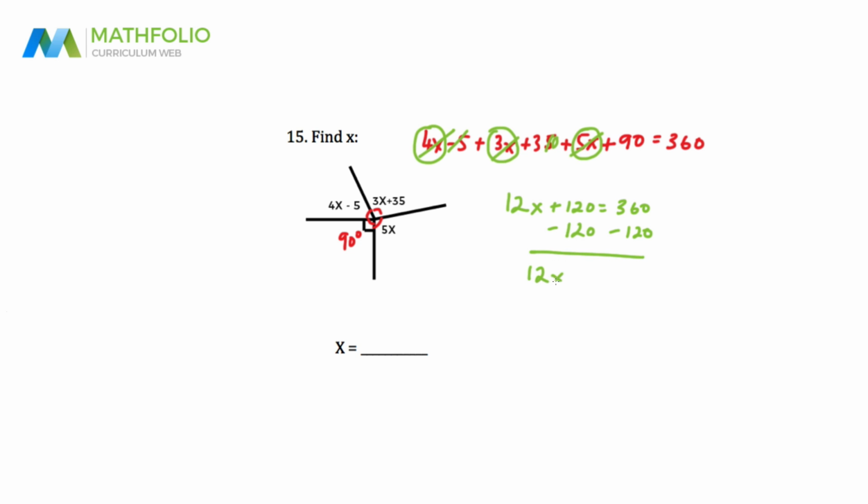We end up with 12x equals 240. Divide both sides by that coefficient of x, and we end up with x equals 20. And so x would equal 20.